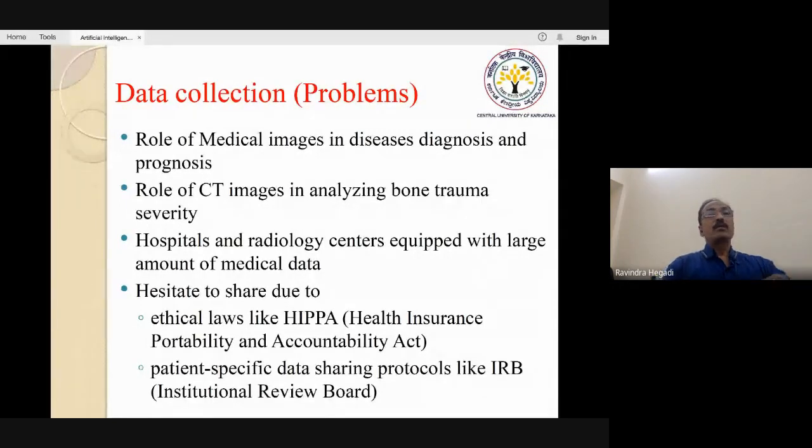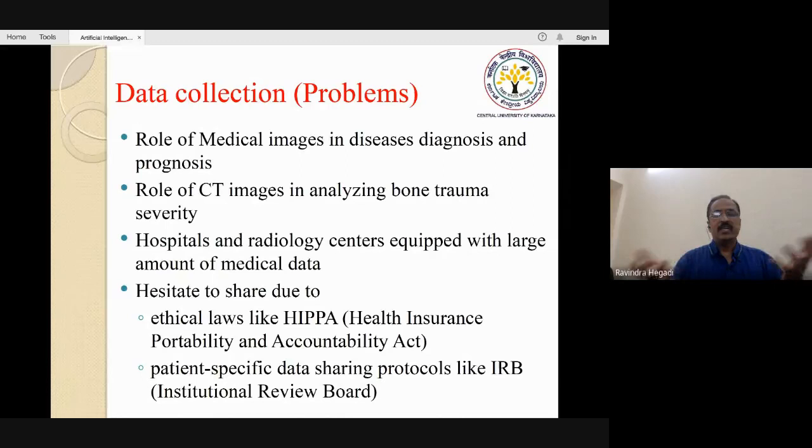Computed tomography images play a crucial role because these are used for bone analysis. X-ray and MRI are used for soft tissues, but CT helps in bone image analysis. So they play an important role in analyzing bone trauma severity and deciding on the recovery plan, both in treatment as well as recovery. You can find these bone CT images in hospitals or radiology centers that have CT imaging equipment.